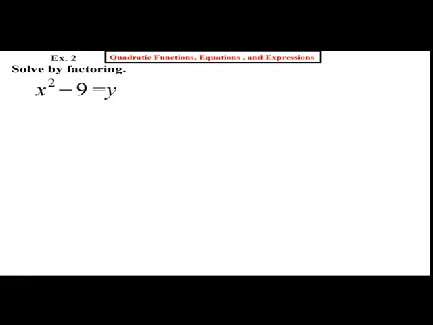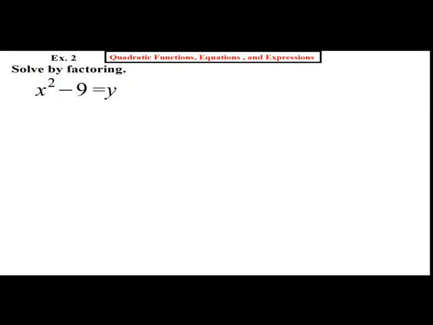All right. Copy this one. Example 2. Solve by factoring. Copy the instructions, please. Example 2 is solve by factoring, and it reads x squared minus 9 equals y. All right? Writing utensils down, look up to the screen.